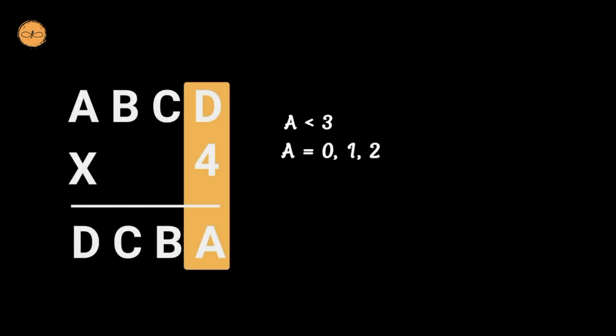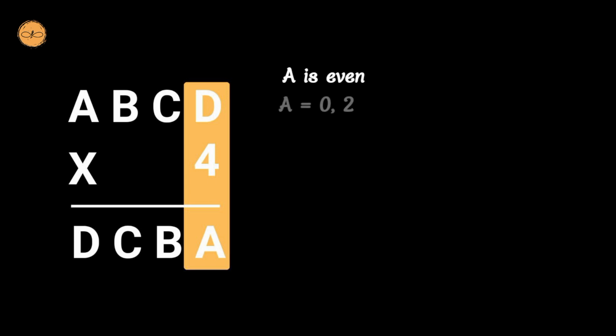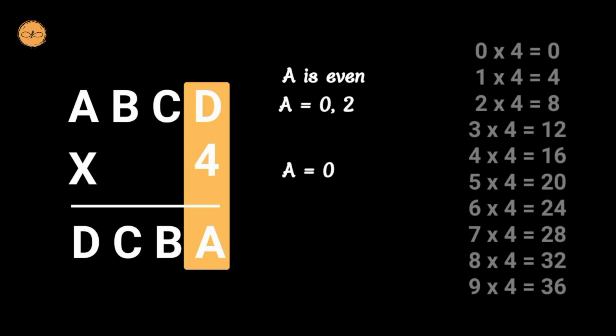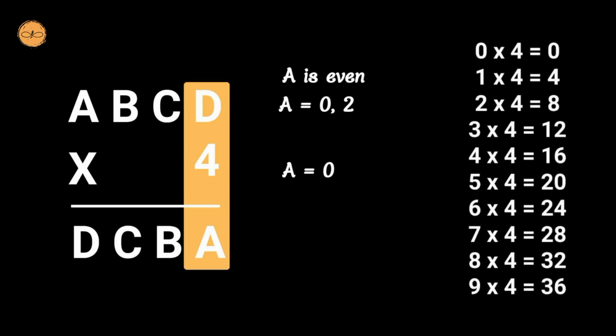Then we have D times 4 is equal to A, so we have a number times 4 is equal to A, which means that A is an even number, so we know that A is equal to 0 or 2. Now let's eliminate the possibility of 0. We'll look at the times table for 4, so we need the last digit to be equal to 0. So D is equal to 0, but we've already used 0, so we could have 20 where the last digit is 0, and that would mean D is equal to 5.